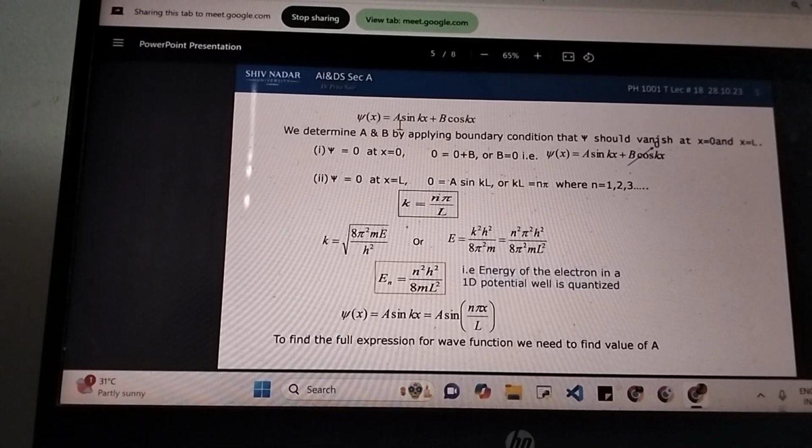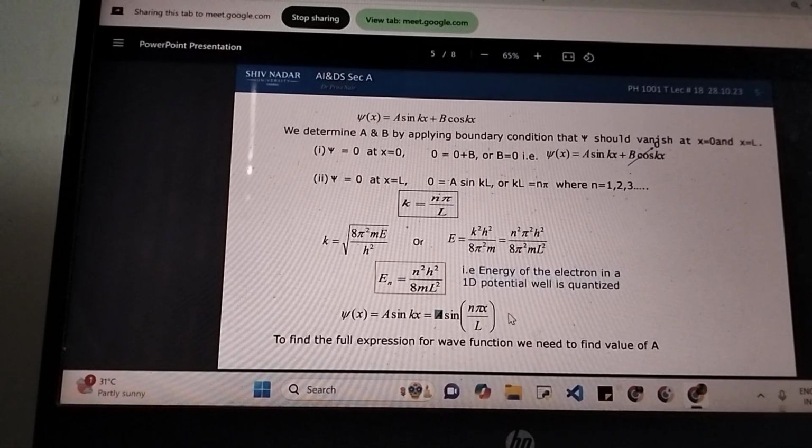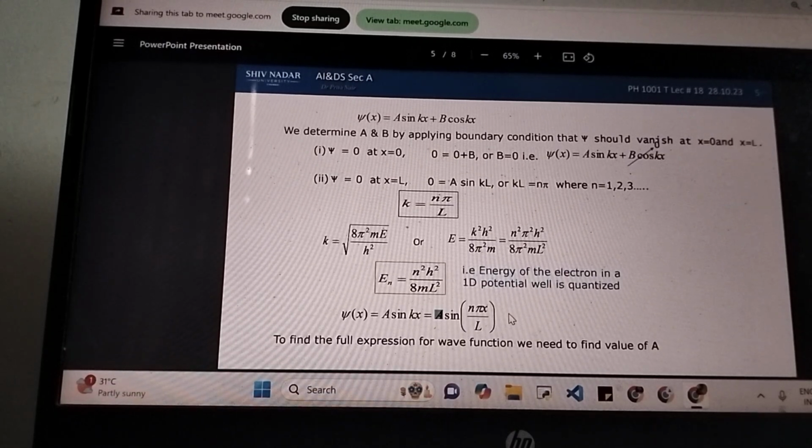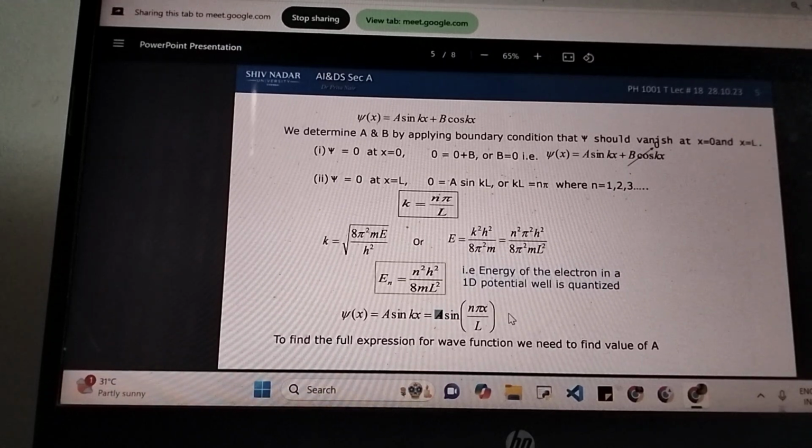When we were trying to work around this expression, we wanted to find the values of a and b. B we found out to be 0, and then we found an expression for k and for energy also, but we still haven't found a, right? Only if you find a is this expression going to be complete, because your expression has to be in terms of x and well defined variables. It cannot be an arbitrary variable a.